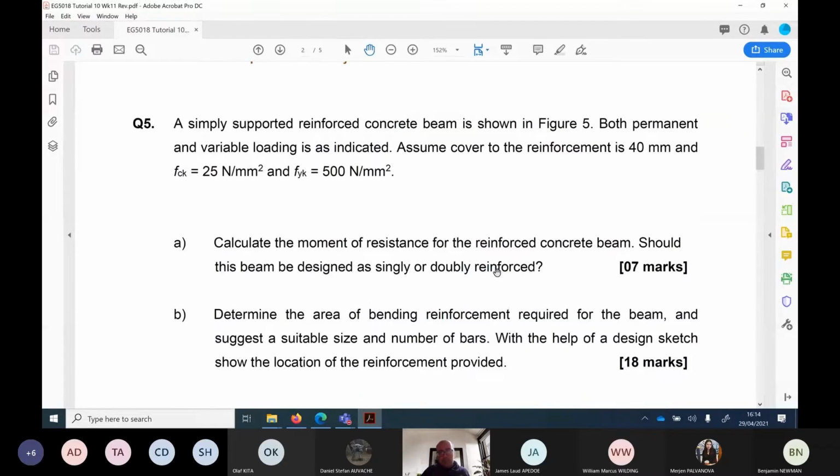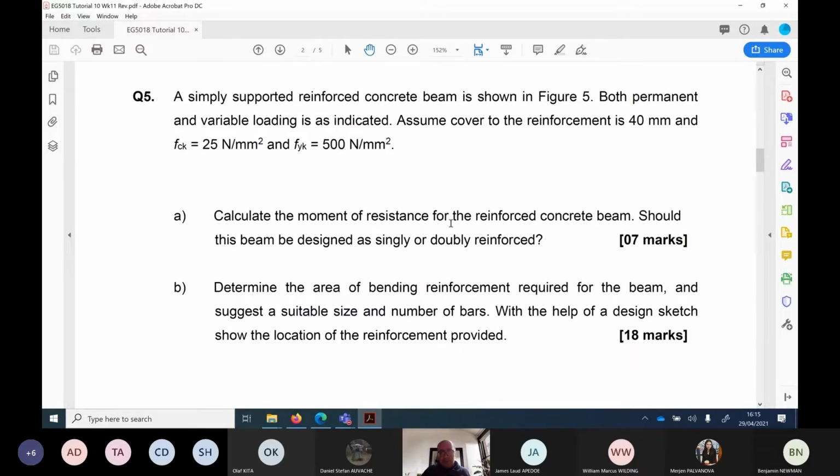So up to this position, you don't actually know if it should be designed as a singly or doubly reinforced beam. So it will depend on the moment of resistance. In my opinion, moment of resistance should be worked out really properly. If you work out moment of resistance correctly, then the chances are the rest of the question is just a recipe to solve the question.